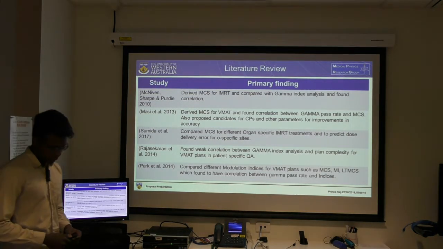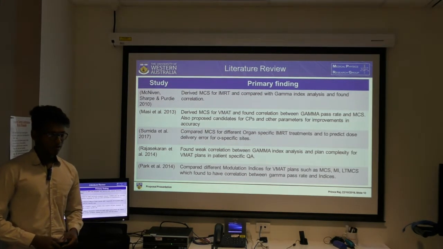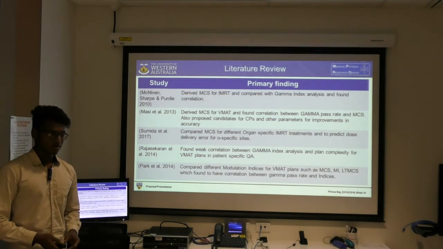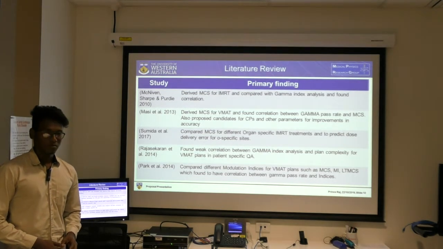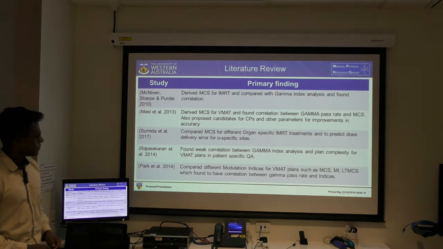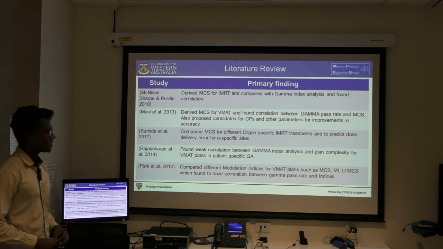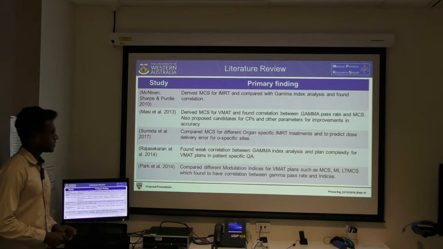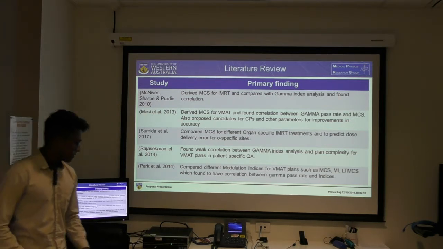and all those studies have suggested that this can be used as a threshold for avoiding pre-treatment QA, or rather, for dosimetric verification of less complex treatments. And Park has compared other modulation indices, such as the modulation index and the leaf travel modulation complexity score, which is just the modulation complexity score along with the leaf travel. He has also found some correlation between gamma pass rate and those indices.